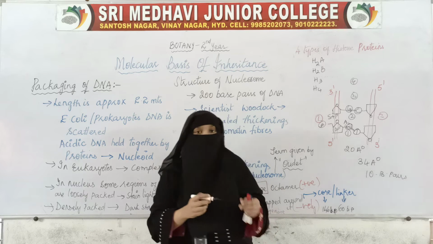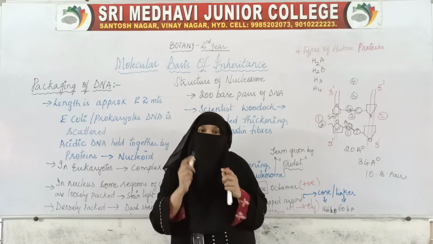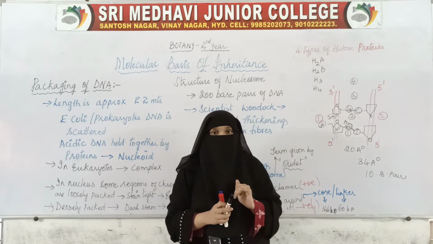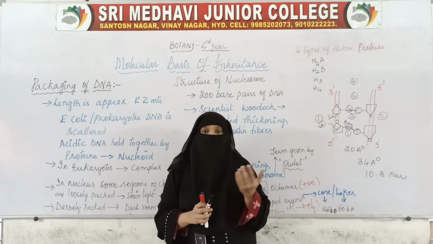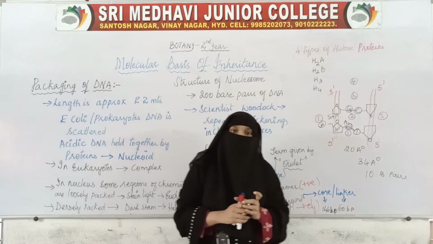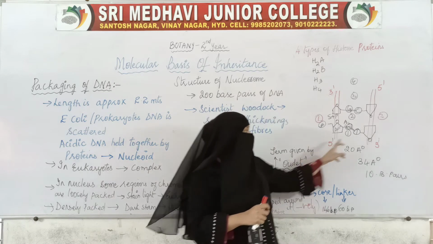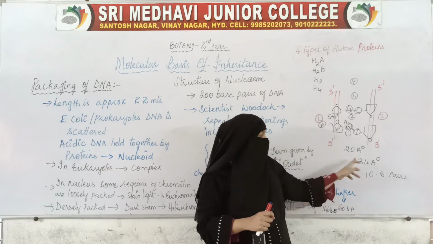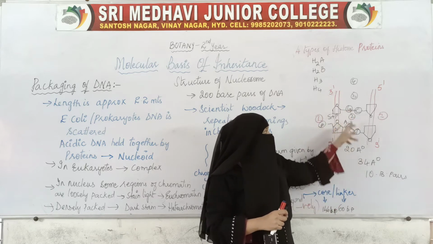In one turn we find 10 base pairs. We have already seen that one long groove and one short groove, that is, a shallow groove and a deep groove, will be present. The distance between these two strands is 20 angstroms, and one turn is 34 angstroms, and here 10 base pairs will be there.